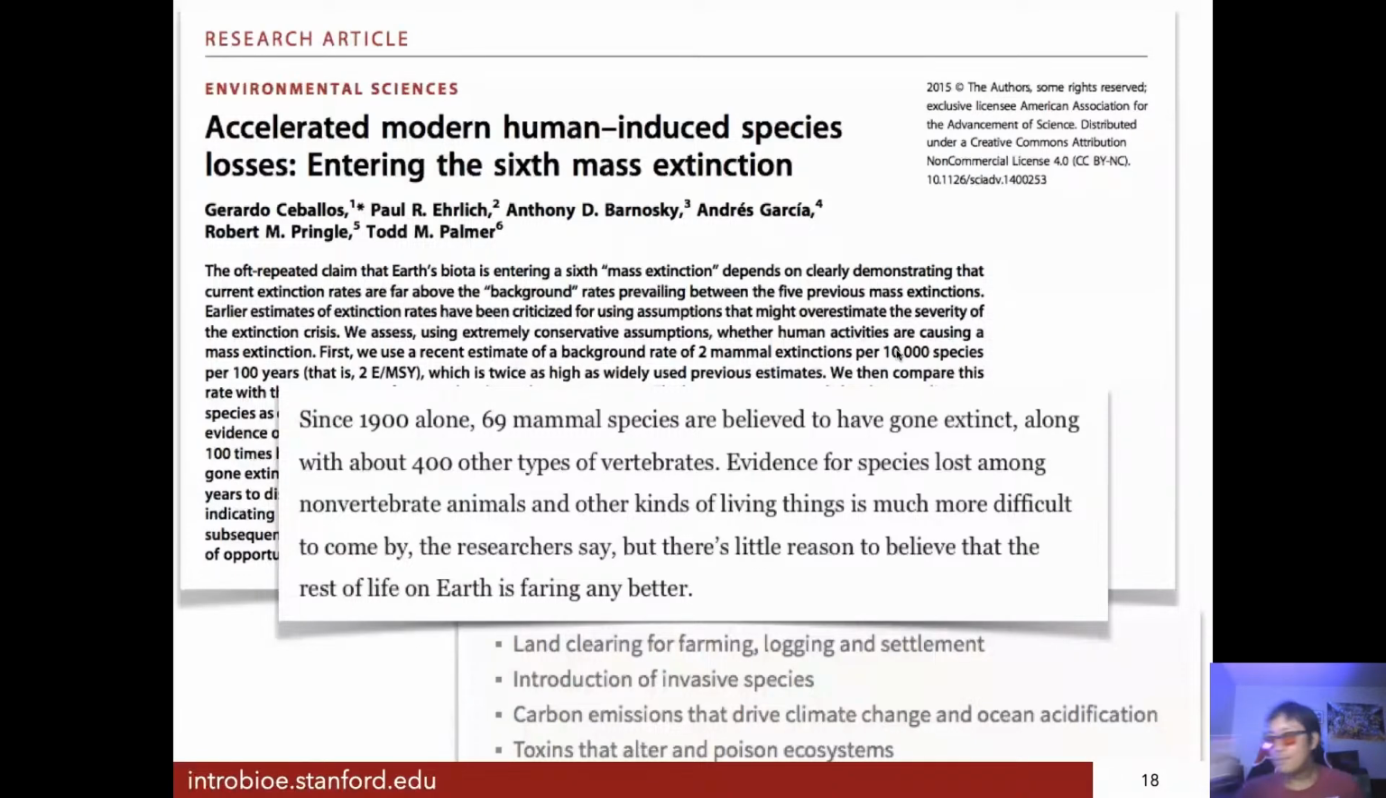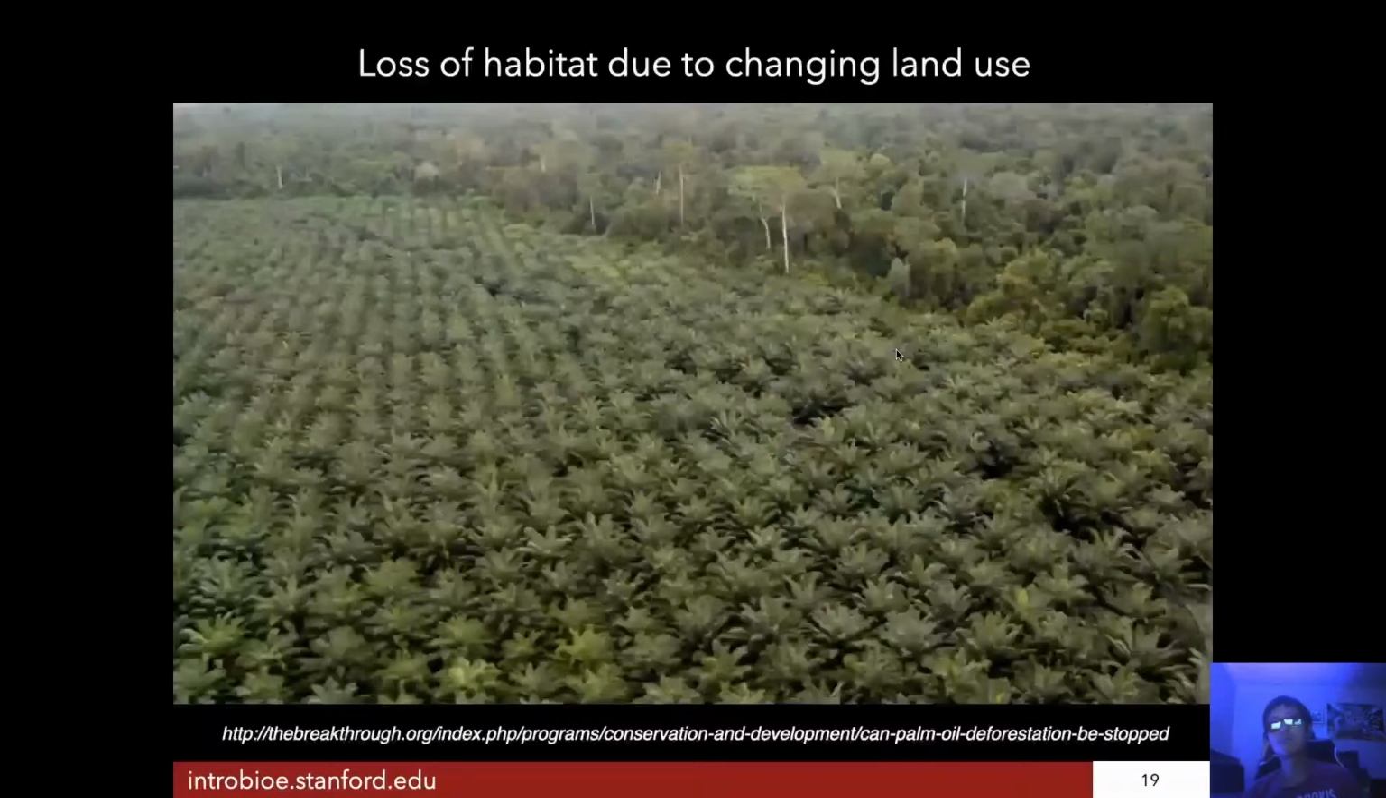Industrialization and carbon emissions are changing the environment. Some of the things we're doing release toxins that don't just harm us, they harm other things. Let's look at this a little bit more. So here's an example of a palm oil plantation.